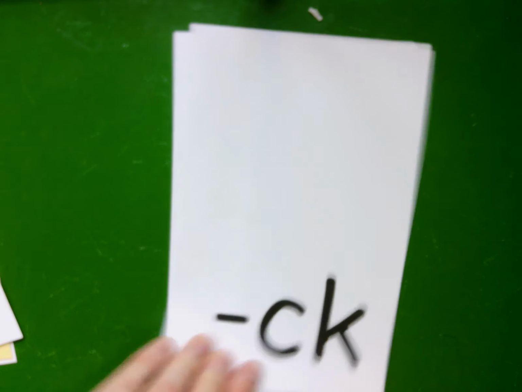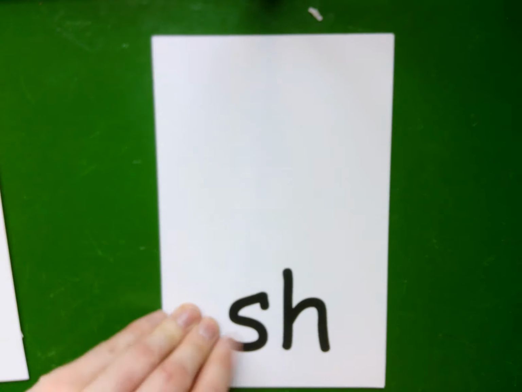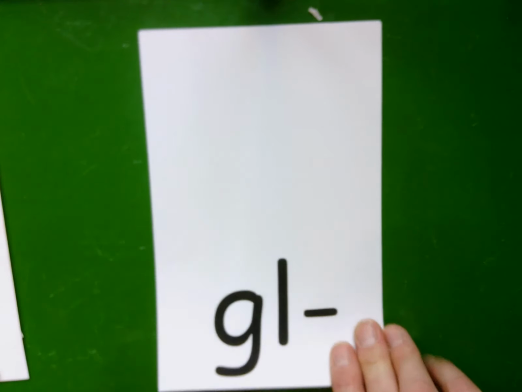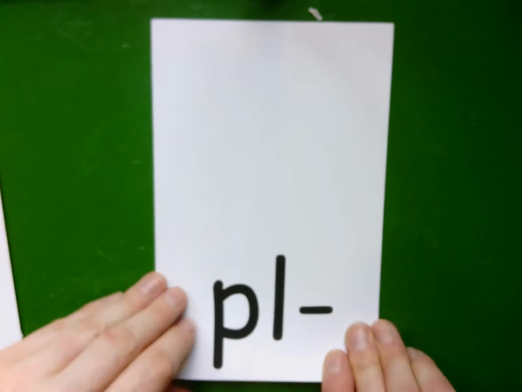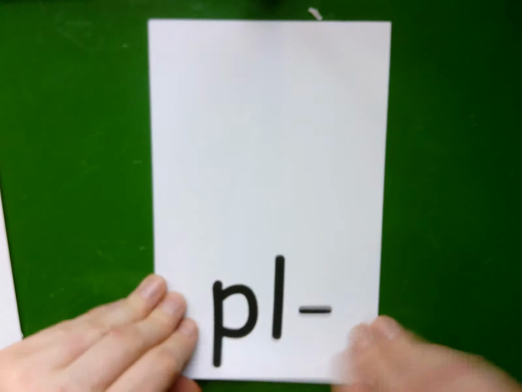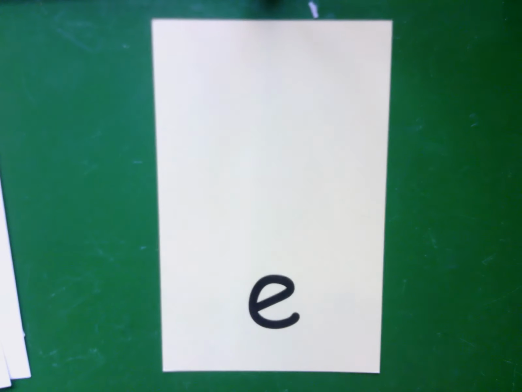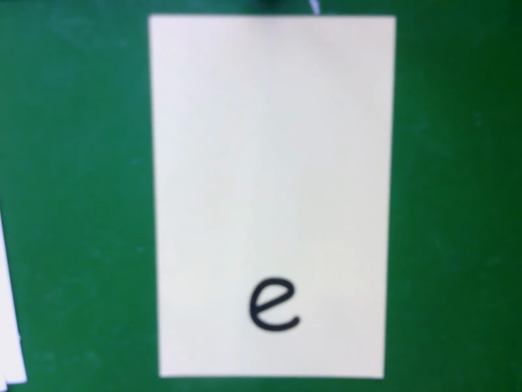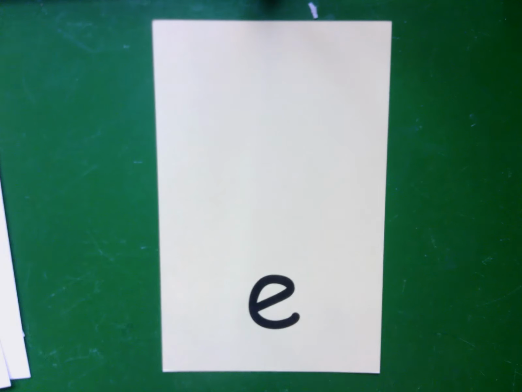CK says k. SH says sh. GL says gl. PL says pl. ST says st. I noticed the lines before this one, so this means this ST blend will be at the end of a word. And E says two sounds. It says eh, like the short sound, or it also says E, the long sound, and that's the one we're going to talk about with our tiger rule, with our open syllables today.